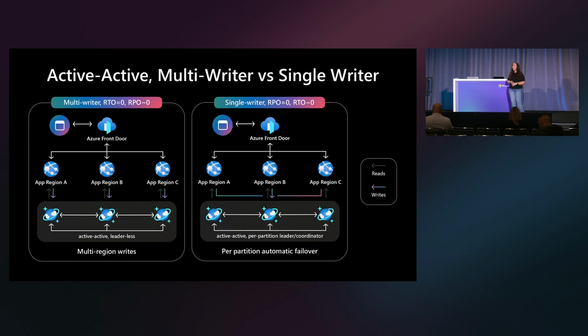There's actually two ways that you can implement the active-active pattern in CosmosDB. The first is with the multi-writer pattern. This means multiple regions in CosmosDB are accepting both read and write traffic simultaneously.